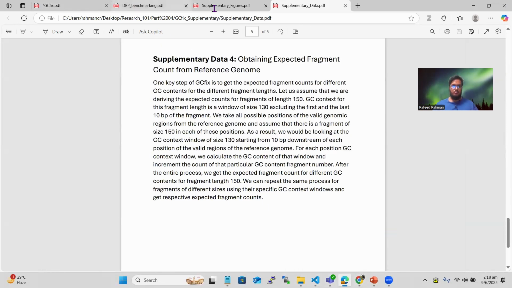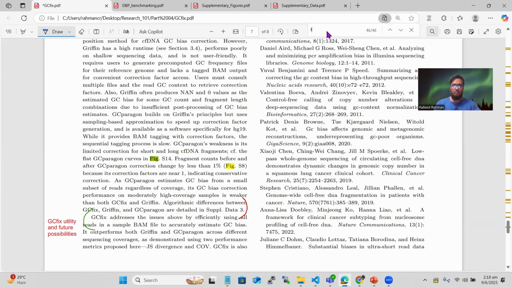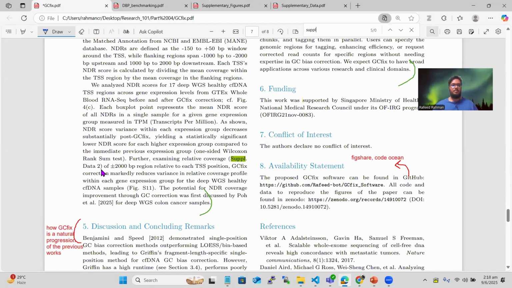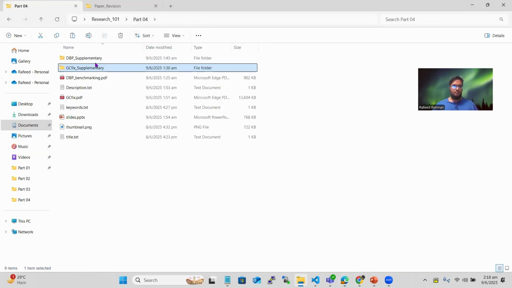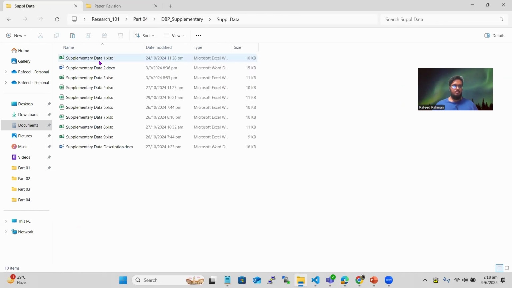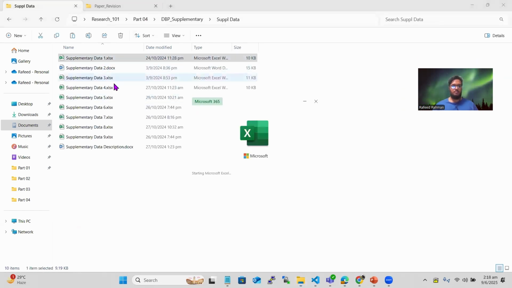So let me show you some references here. So supplementary data too, right? Supplementary data doesn't need to be a PDF. It can also be other kinds of files. For example, let me show you here. Here you can see there are Excel sheets. Let me open one Excel sheet to show you.